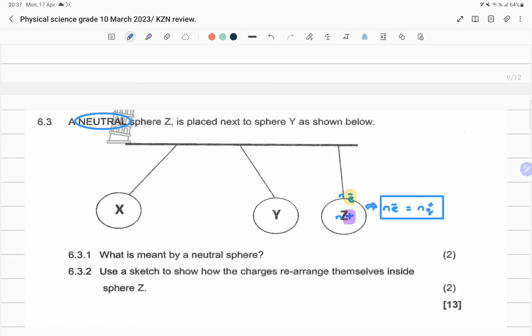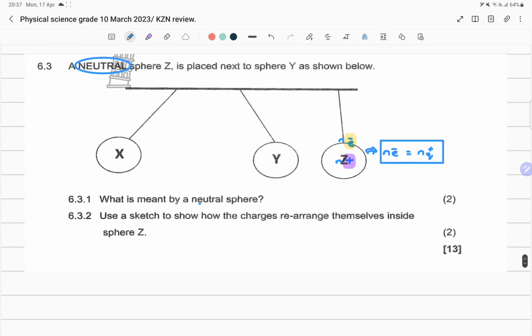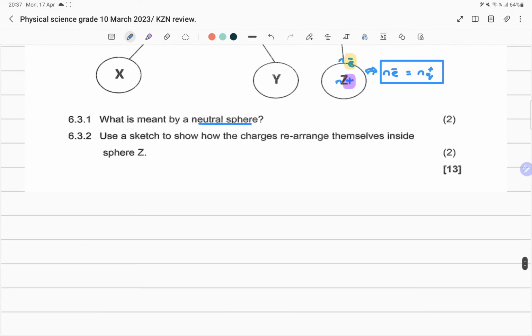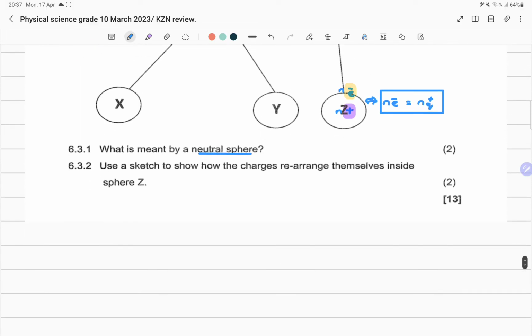Now it is placed next to sphere Y as shown below. Now what is meant by the neutral sphere? Okay, it means the number of electrons equals the number of protons. So 6.3.